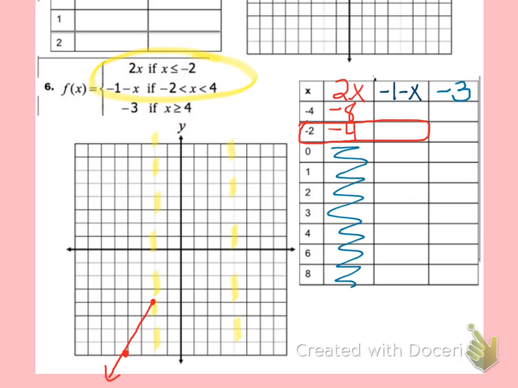Now the second piece, I know I'm not going to substitute values in that are before -2, and I'm also not going to plug in any values past 4 because it says it's only true between -2 and 4. So after 4, I'm going to go ahead and scribble that out. I'm only going to substitute in values between -2 and 4.